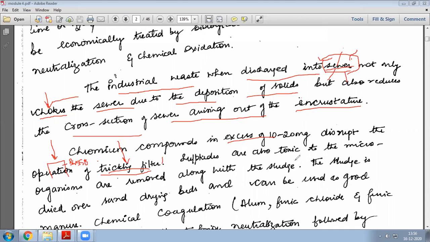Then sulfide is also toxic to the microorganisms, which are removed along with the sludge. The sludge is dried out. How they are going to remove this, they have given here, and what are all the methodologies they have listed out here. You'll be learning more on this in this module. They have given what are all the problems and a few things on how you can reduce them.